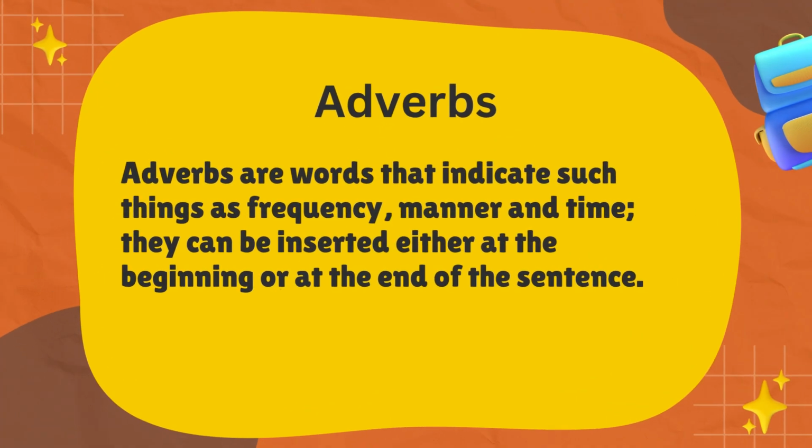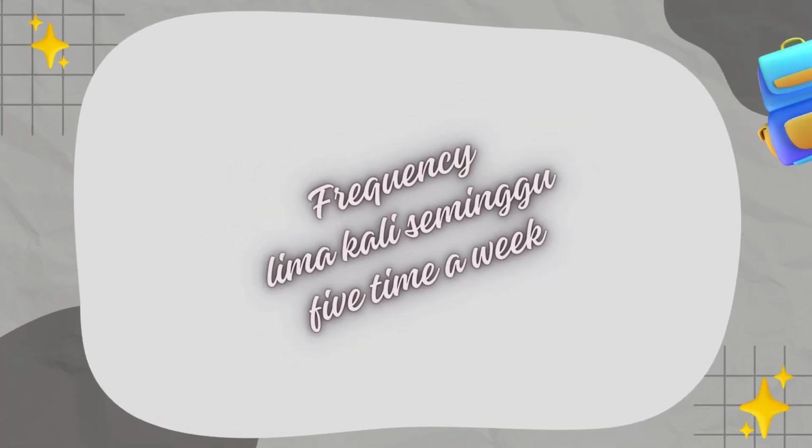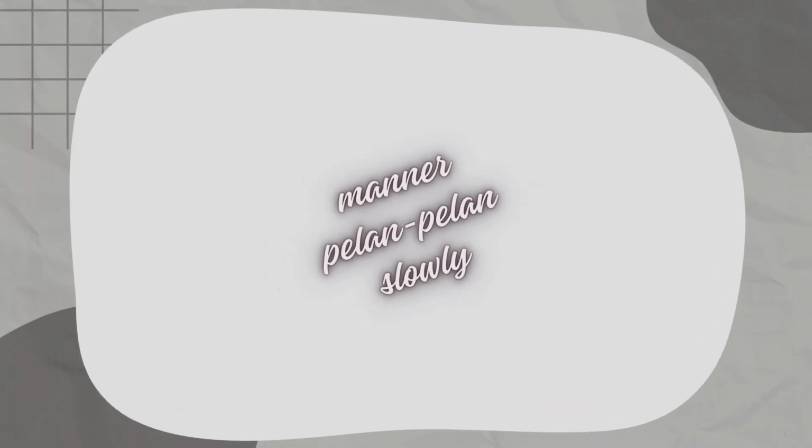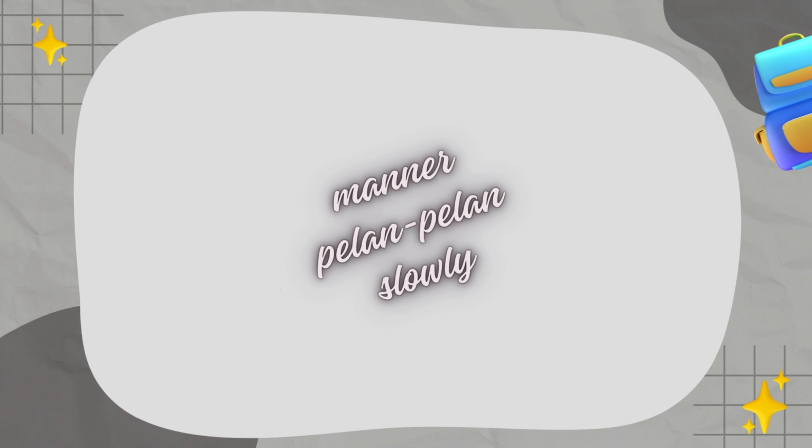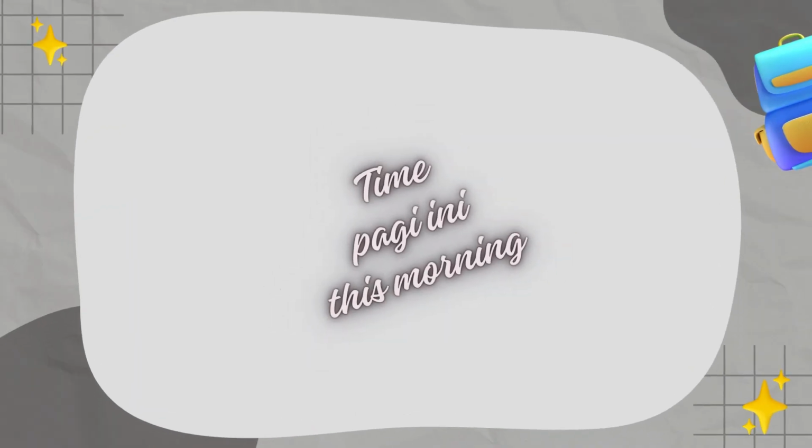Adverbs. Adverbs are words that indicate such things as frequency, manner, and time. They can be inserted either at the beginning or at the end of the sentence. Frequency. 5 kali seminggu. 5 times a week. Manner. Pelan-pelan. Slowly. Time. Pagi ini. This morning.